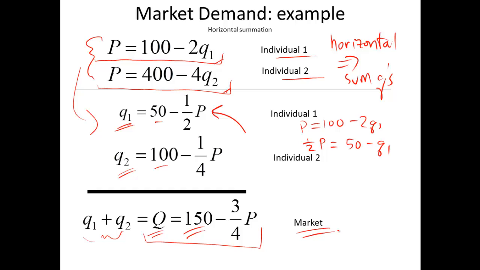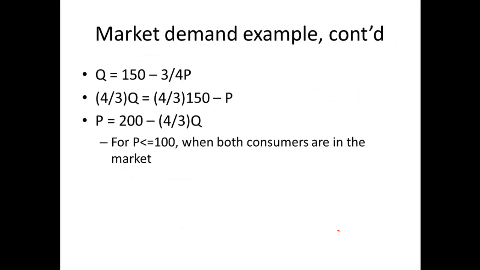Now we're kind of done, but we're kind of not done, because we often like to express these demand curves as P equals. So let me just show you. What we left off with at the last slide was Q equals 150 minus 3/4 P. If we want to get this as P equals, we can multiply everything by 4/3. That gives us 4/3 times Q equals 4/3 times 150 minus just P, because 4/3 times 3/4 is just 1. Re-expressing it in terms of P, we get P equals 200 minus 4/3 Q.